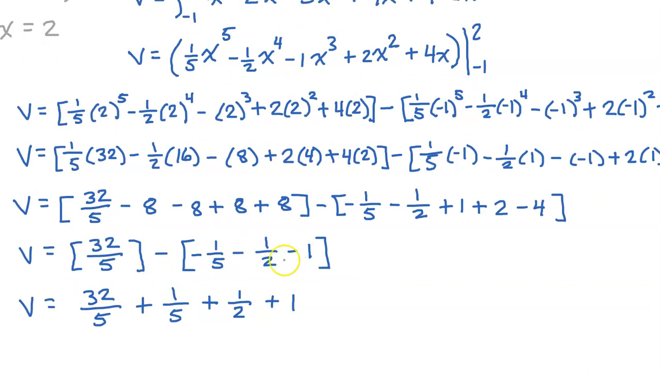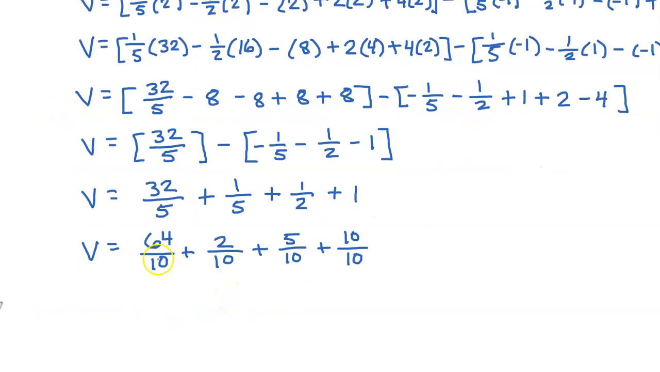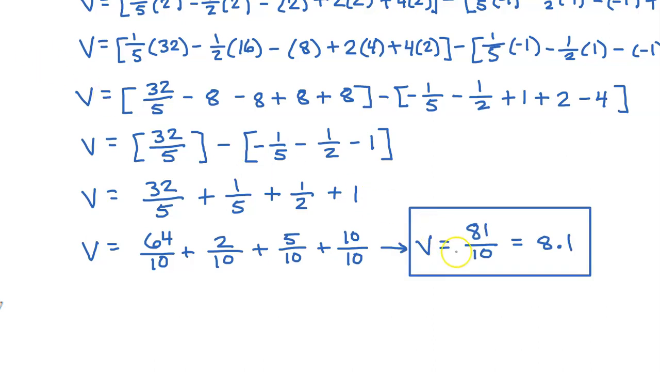Getting rid of the brackets and distributing this negative sign gives us this. Making like denominators gives us this. So the volume of the solid is 81/10, which equals 8.1.